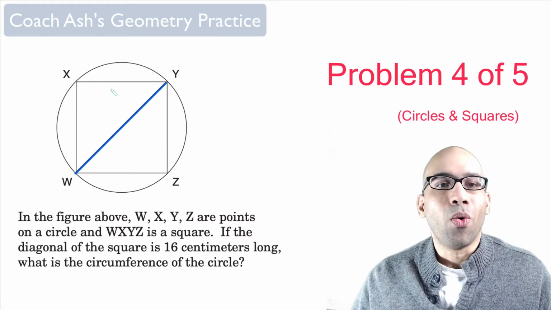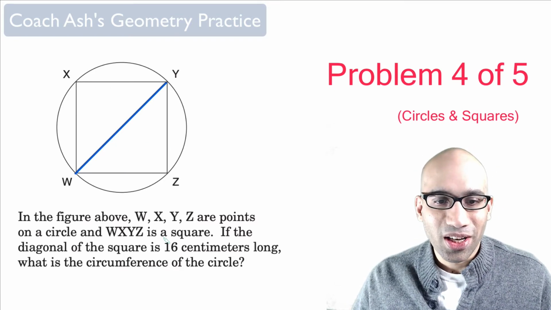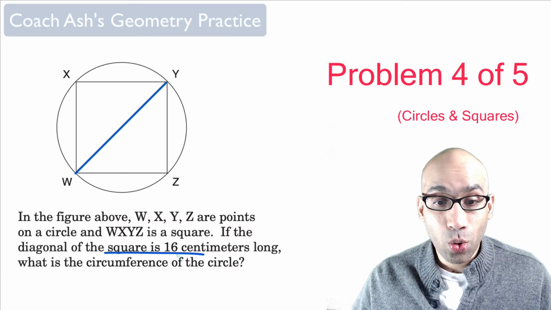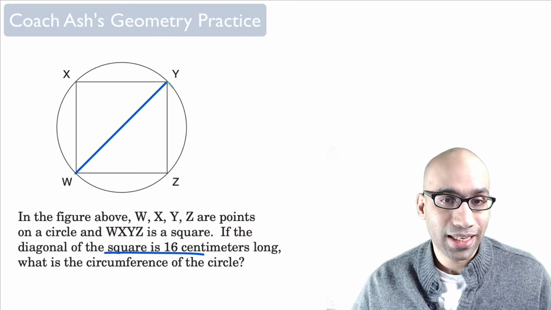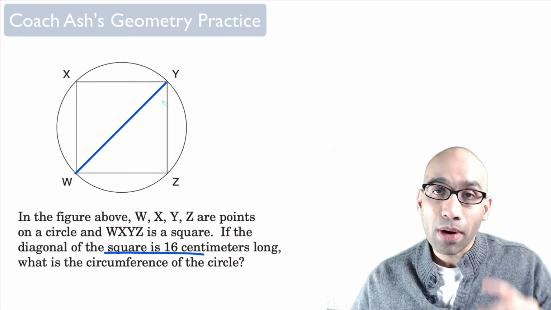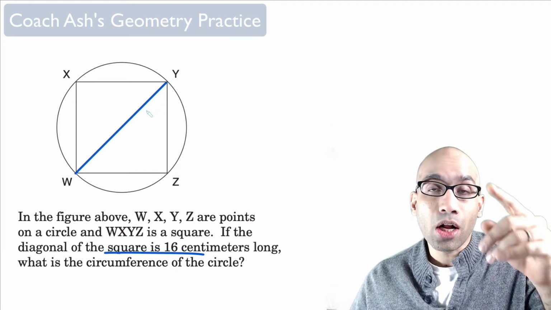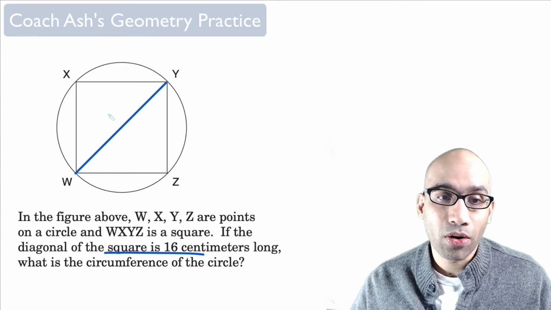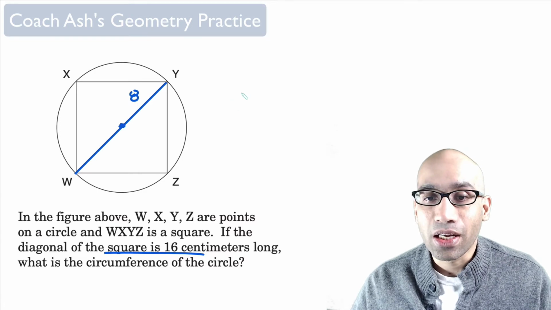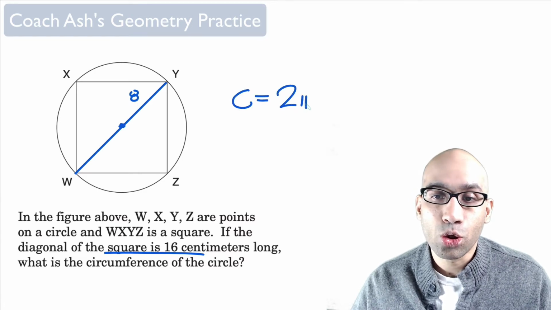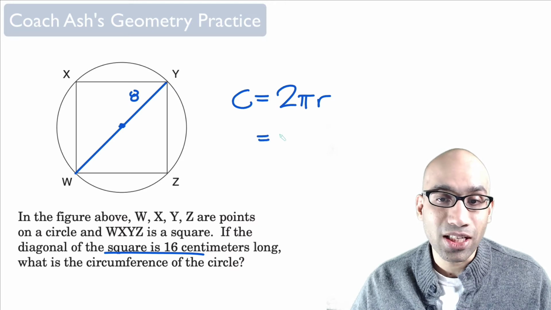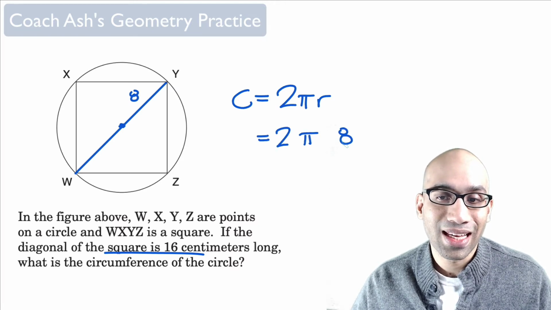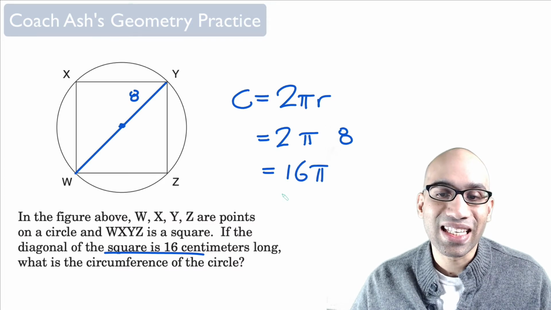One last problem with circles and squares. Here you're given that the diagonal of the square is 16 centimeters, which means let's take WY to be 16. But remember, the diagonal of this square is also the diameter of this circle. So if the diameter is 16, the radius is 16 divided by 2, just this length over here, which is equal to 8. Now it's easy. You've got the circumference equal to 2 pi r, and r is equal to 8. So you get 2 times pi times 8, which simplifies to 16 pi.